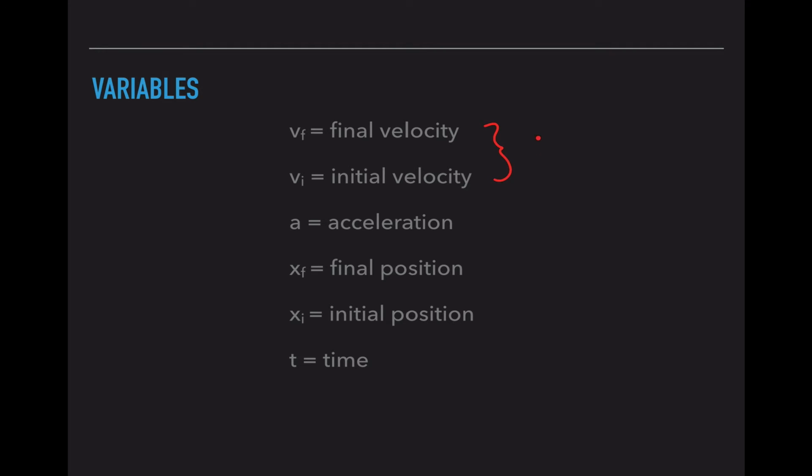Okay? Now this we can replace with change in velocity at any point in time, and this we can replace with change in position at any point in time. So instead of xf minus xi, we can put a delta x in the equation.